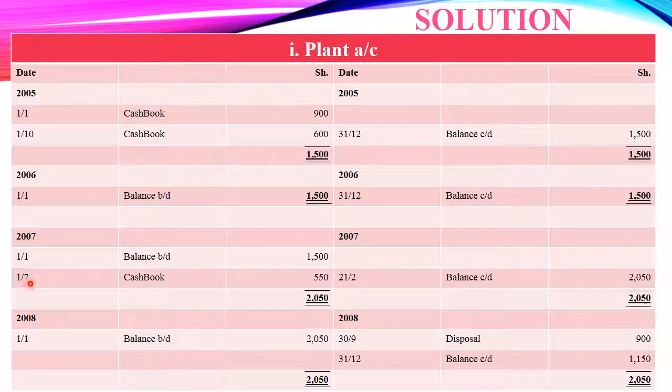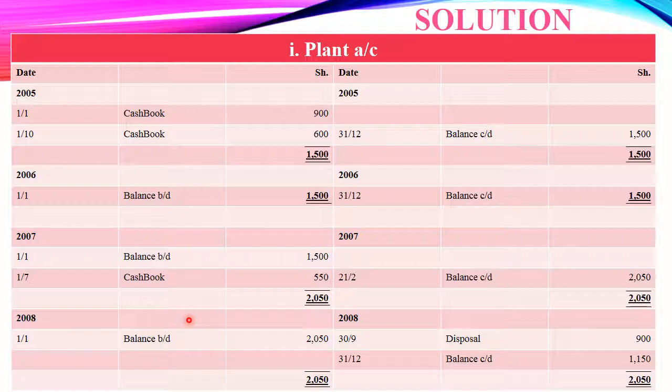A plant was acquired on 1st of July, and this asset was costing shillings 550. So to get the total of assets during this year, we are going to add the balance brought down to the asset that was bought, and we have a total of shillings 2,050. To balance these at the end of the period, we are going to carry down shillings 2,050, and we have our balancing figure.